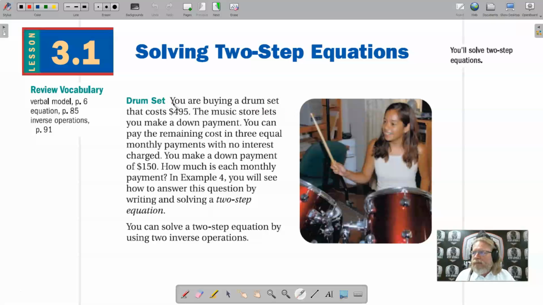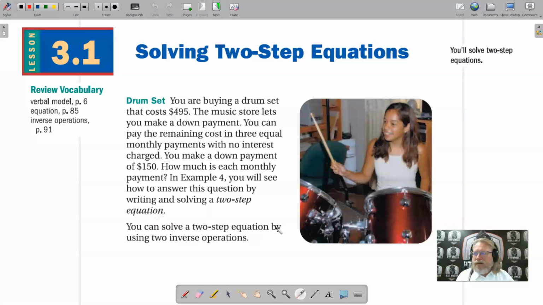So in our example here, it has a drum set. You're buying a drum set that costs $495. The music store lets you make a down payment. You can pay the remaining cost in 3 equal monthly payments with no interest charged. You make a down payment of $150. How much is each monthly payment? Well, in example 4, you'll see how to answer this question by writing and solving a two-step equation.